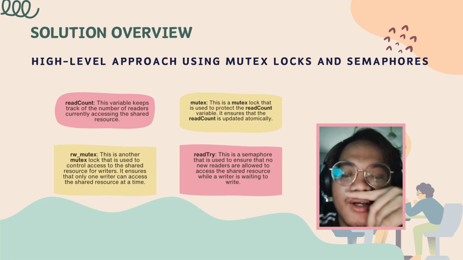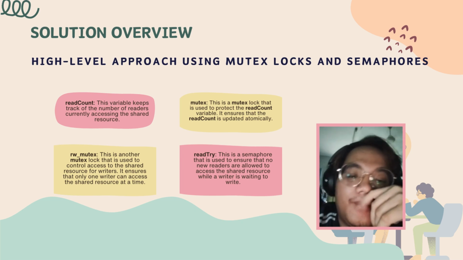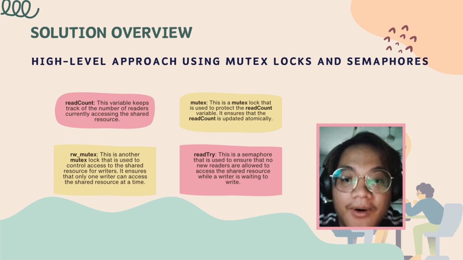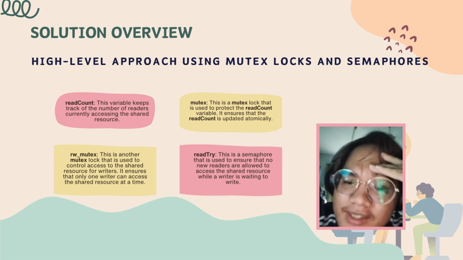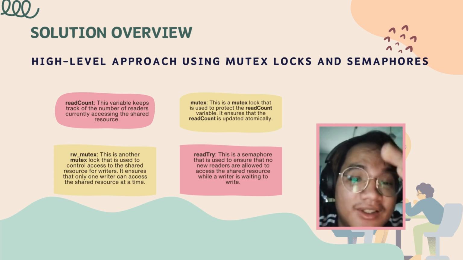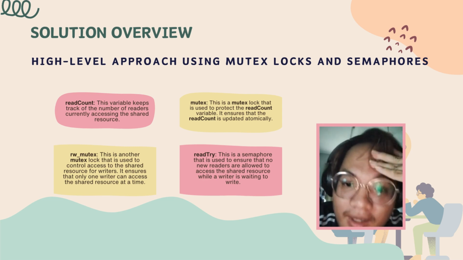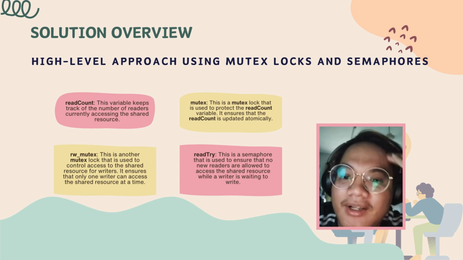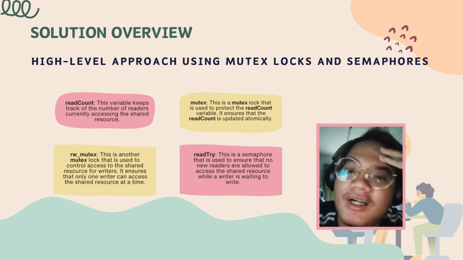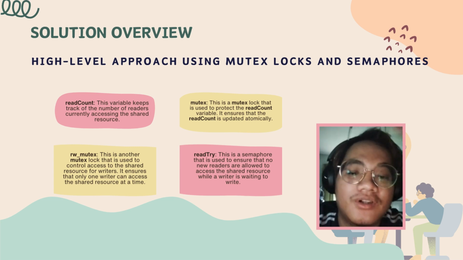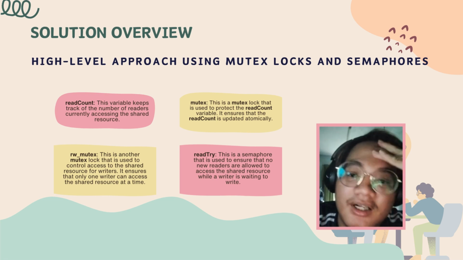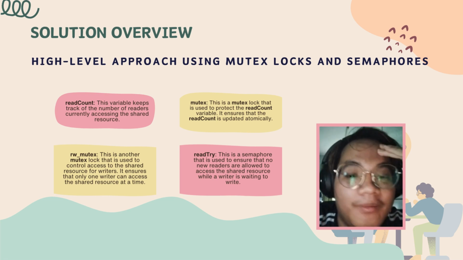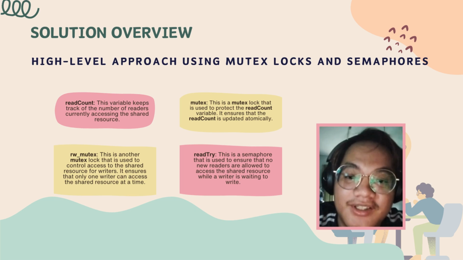We're going to use some special tools called mutex locks and semaphores. So what are these mutex locks and semaphores? The first one that I will explain is read count. So what is read count? Read count will tell us how many readers are currently using the shared resource.